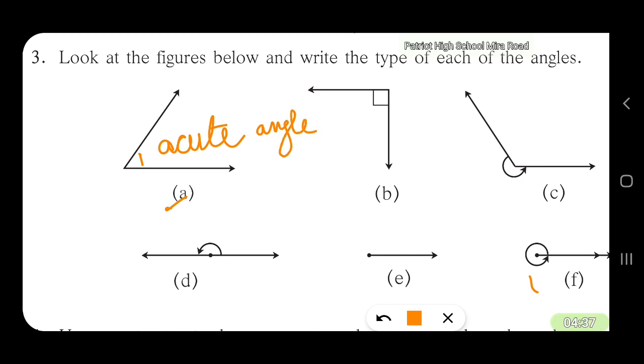B. Consider B. This line is perpendicular to this line. Therefore, this is a right angle.